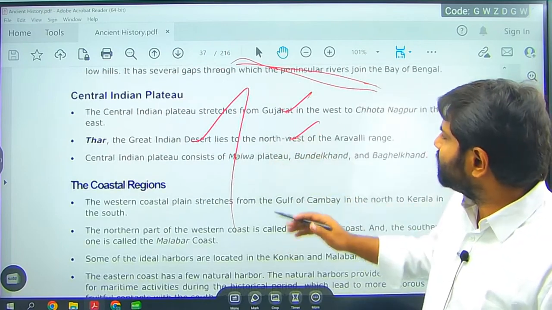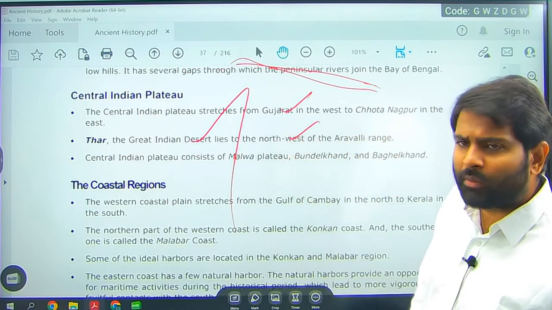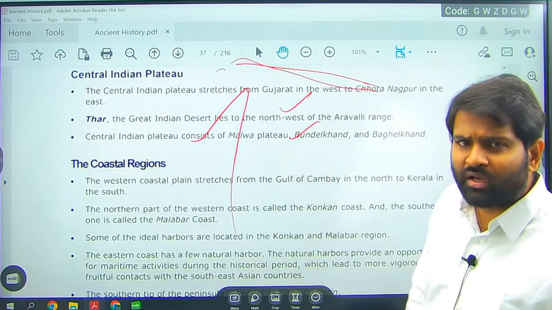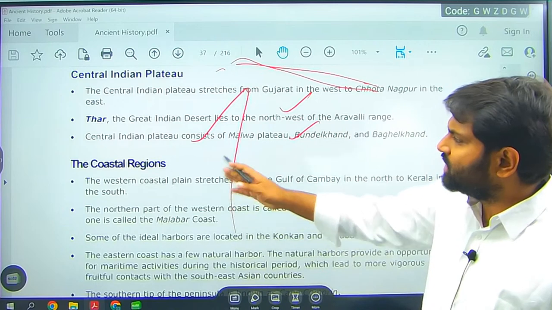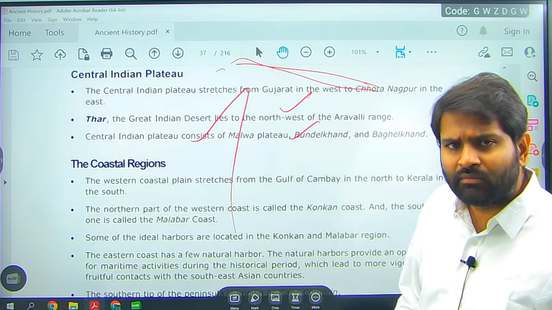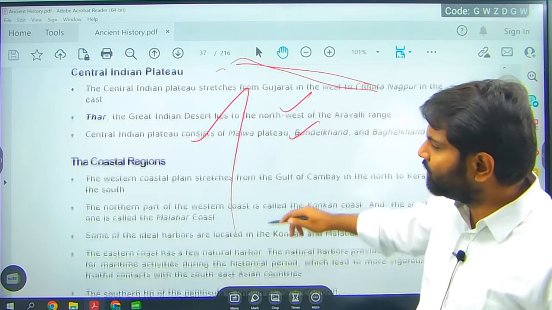Central Indian Plateau stretches from Gujarat in the west to Chotanagpur in the east. Thar is the greatest desert available in India, in the northwest region beyond the Aravalli ranges. The Central Indian Plateau consists of the Malwa Plateau, Bundelkhand, Baghelkhand, and the continuous part will be in Meghalaya.